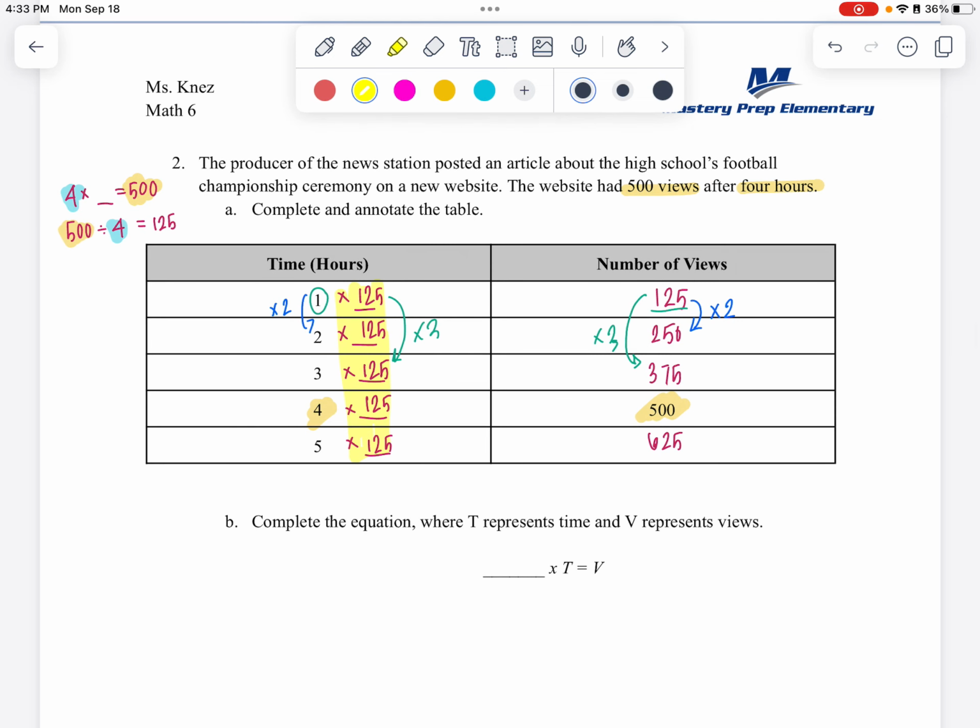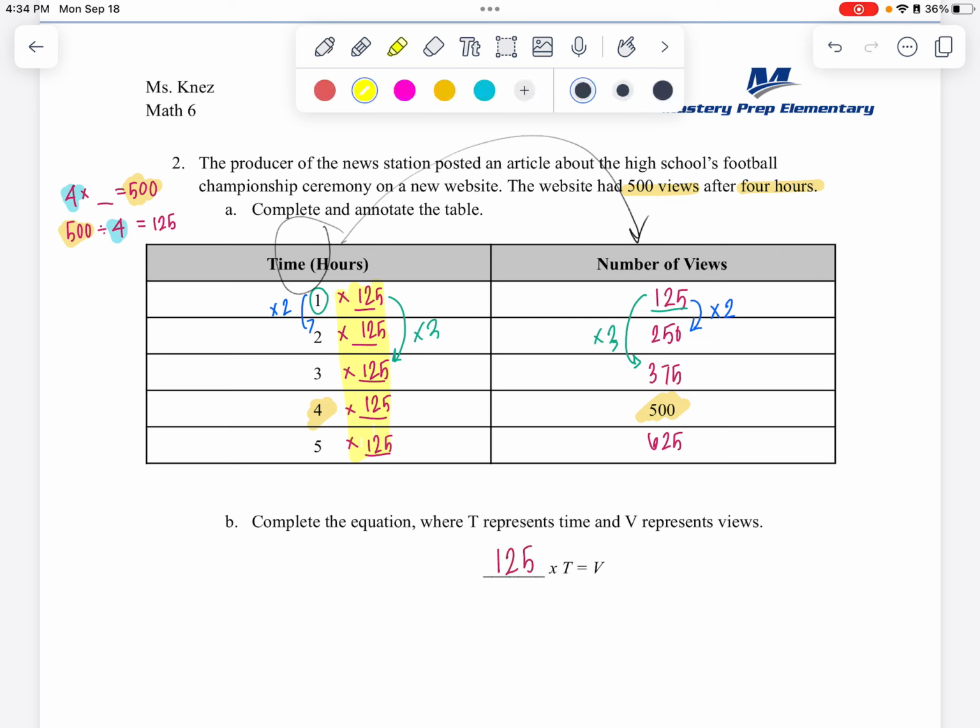That magic number has broader importance, though, which is that it allows us to write an equation, which remember is just our roadmap for how we're working across the table. Our equation is what do we always do to t time to get v views. And in our table, we can see that we're always multiplying time by that magic number of 125.